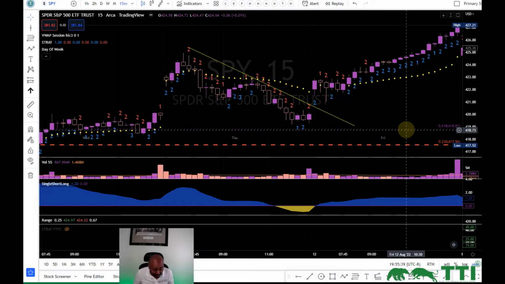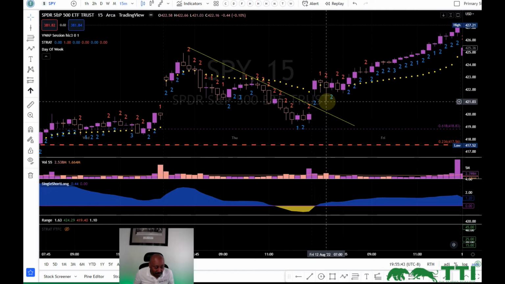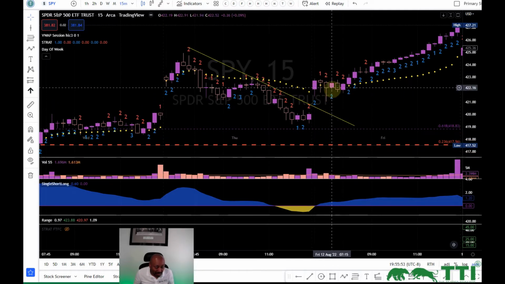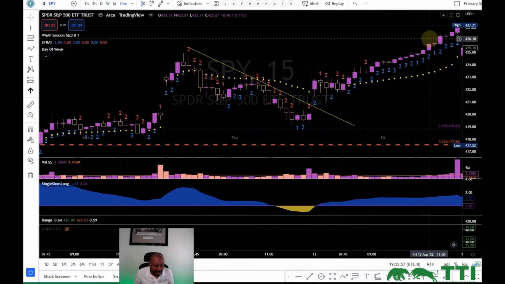On the 15 minutes it did that. Jumped up, it gave you a pullback. It didn't come all the way down here, but it gave you an entry because it just didn't keep going down, right? So it reversed. So somewhere here gives you the confidence to enter and take it to the upside, right?